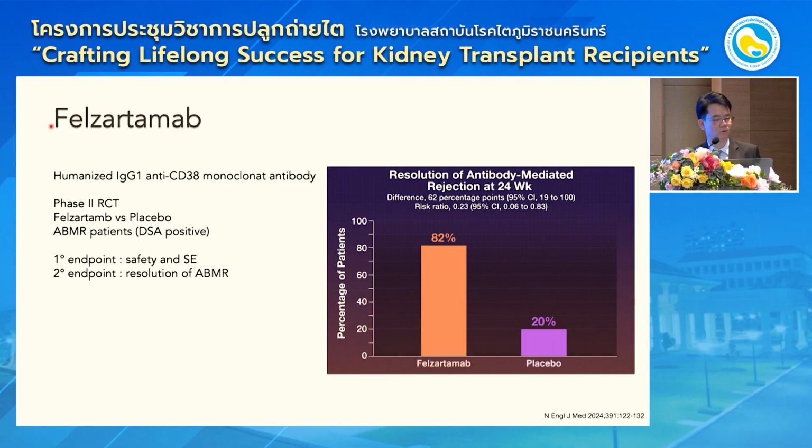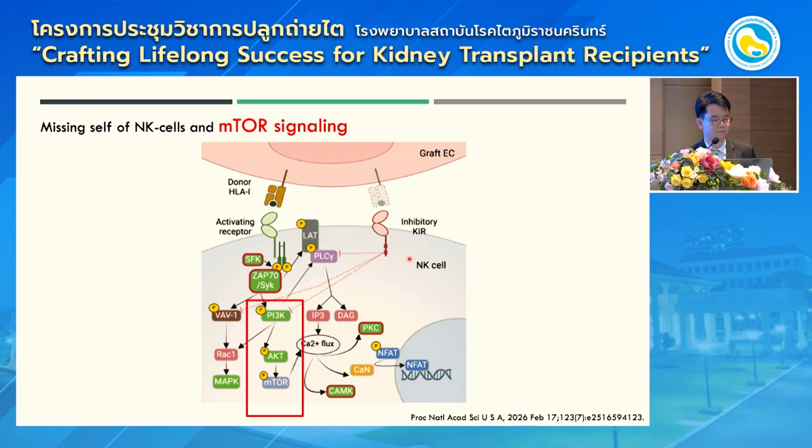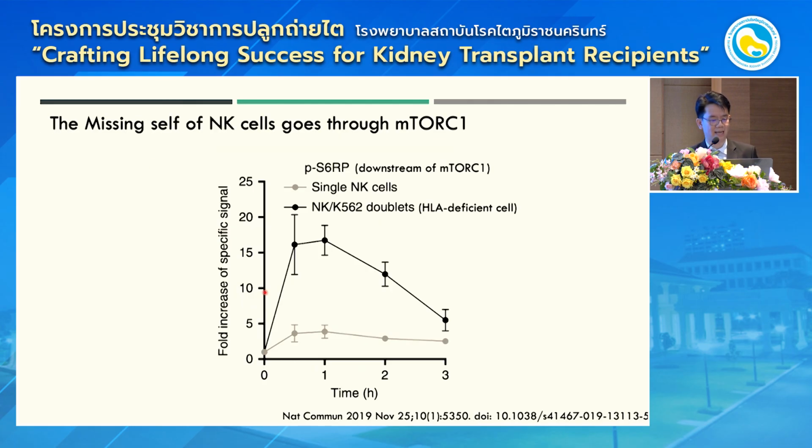This has been published in the New England Journal, showing that felzartamab is safe and can lower the inflammation in the allograft in patients who have rejection. Another thing is the intracellular signal of the NK cell. One of the activation signals that goes through the NK cell, according to the missing cell signal, goes through mTOR signaling as well.